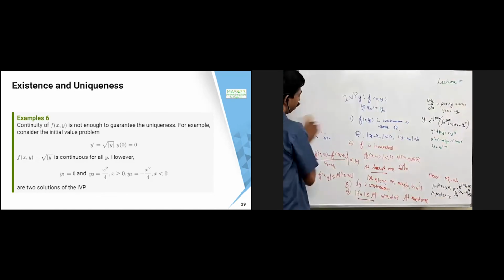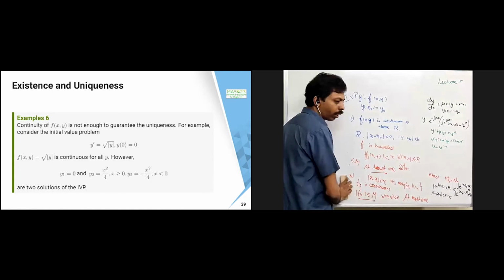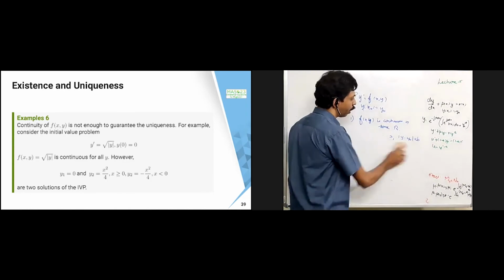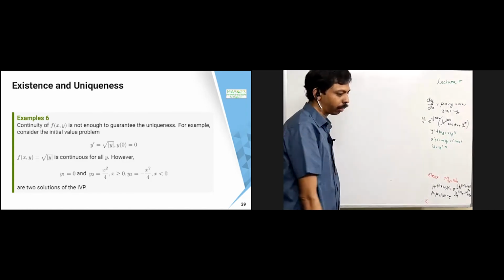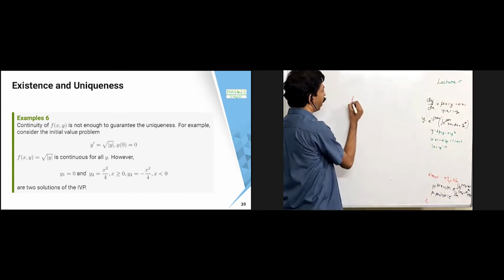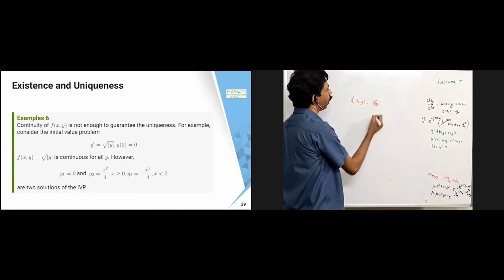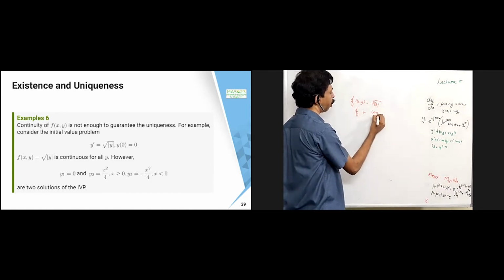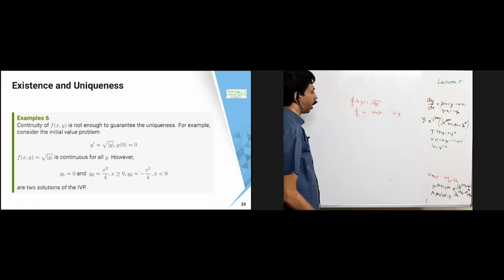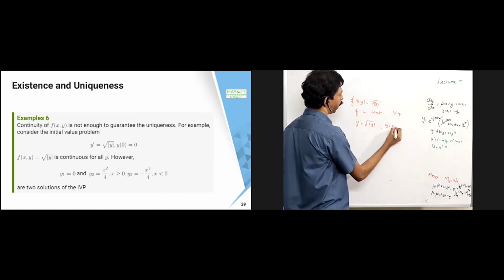In this case, what is going to happen? You know that this function is going to be continuous. f is continuous for all y. However, we are not going to have a unique solution for this problem. Let us see that. I have f(x, y) equal to square root of y. You can prove that f is continuous for all y. However, my problem is y' equal to square root of y, and y(0) equal to 0 is given.